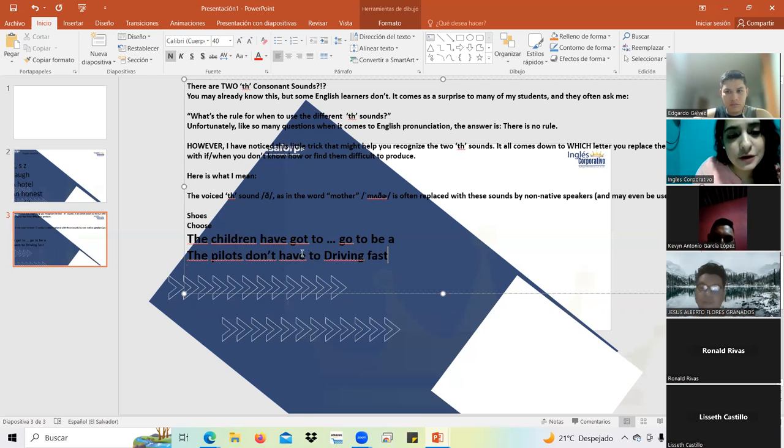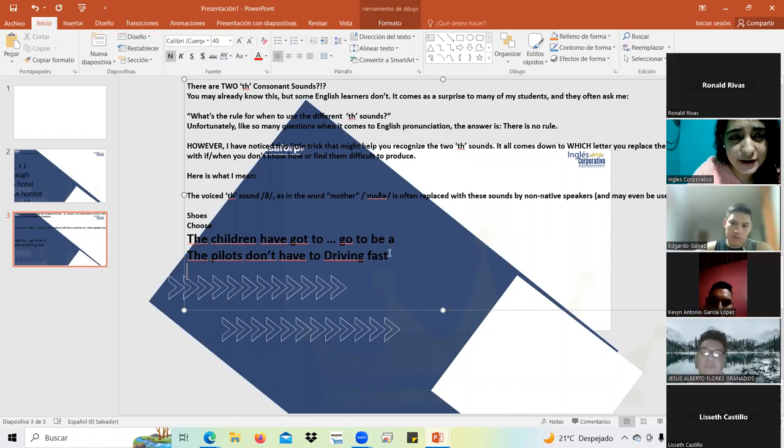Another rule, guys. When we're talking about the modals, because they are modals. Remember, we have plenty of modals. We have must, we have should, we have can, etc. After these modals, the verb has to be an infinitive. So it's not necessary with ing.